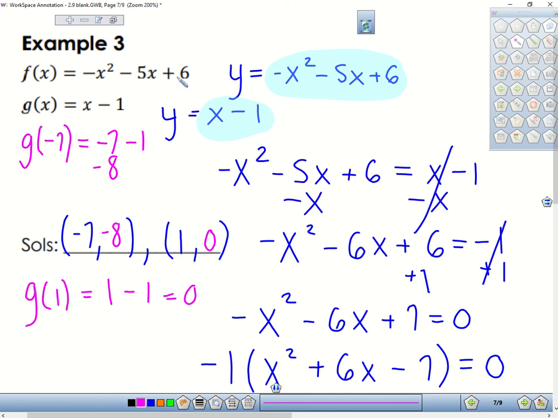Any questions about that? So if you were to graph this system, you would see that these intersect at negative 7, negative 8, and 1, 0. And I'll show you on Desmos if I can get it up.